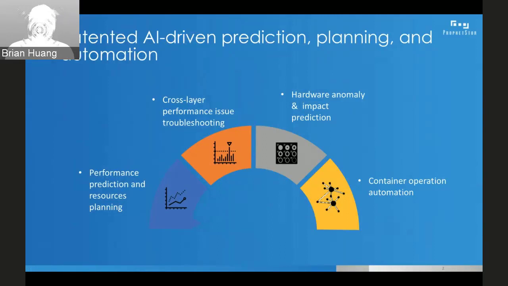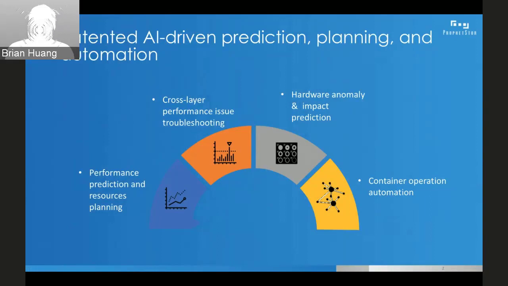The third machine learning feature we provide is what we call impact prediction. Since Federated AI predicts the hardware issues that are going to happen in the future, users would like to know how those possible failures are going to impact the upper layer. That includes impact to the container, the storage, the persistent volume of the container, or even the application running inside the container.